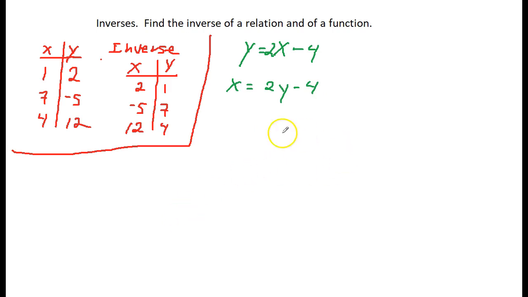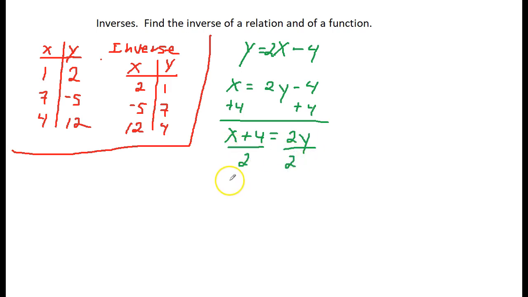Then I have to solve for y to get the inverse. So I'm going to add 4 to each side. I have x plus 4 equals 2y. Divide everything by 2. So x plus 4 all over 2 equals y. This is the inverse of this function here. Now, let's look at one last type.